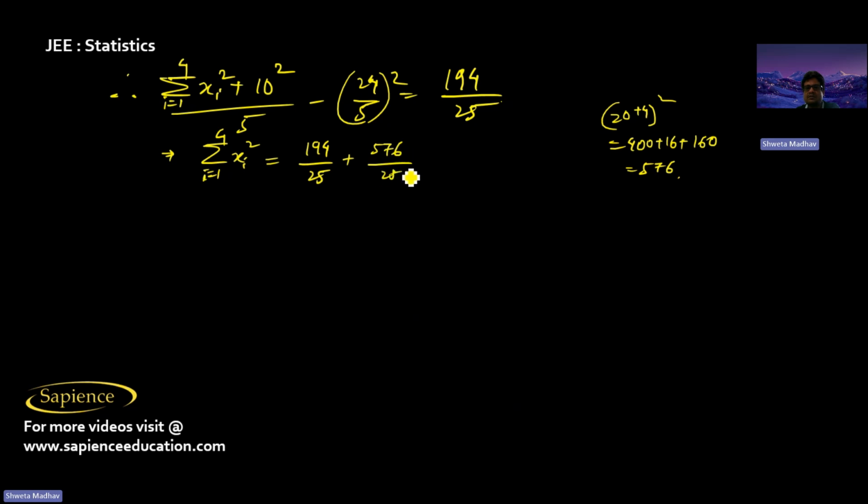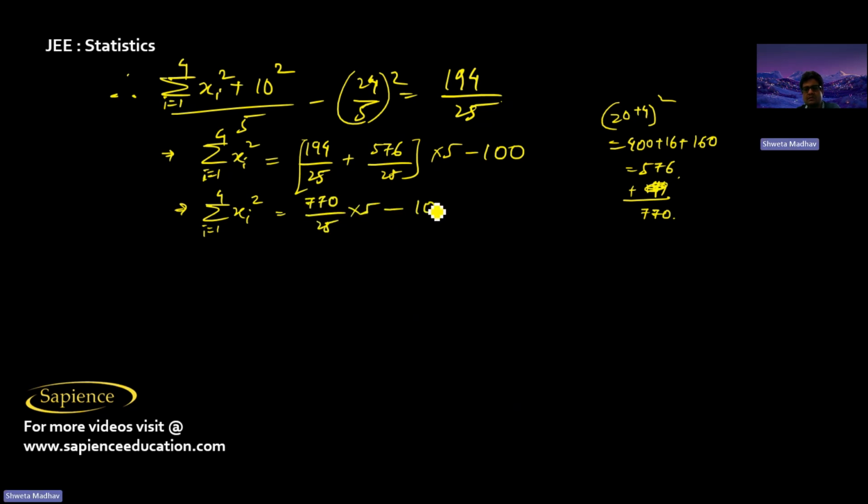576 by 25, that into 5 minus 100. So this will be summation xi square, that is equal to 576 plus 194, that will be 770. So similarly 770 by 25 into 5 minus 100.